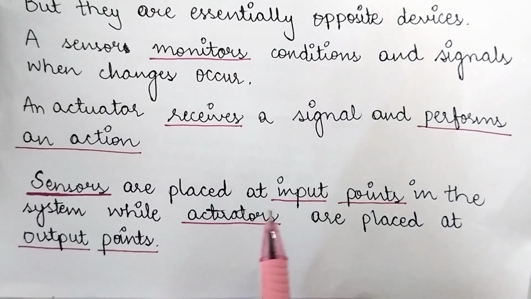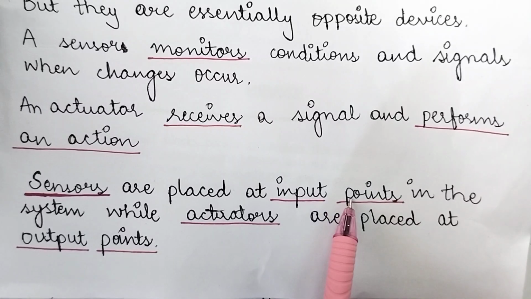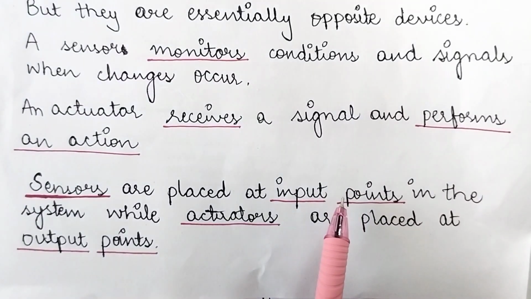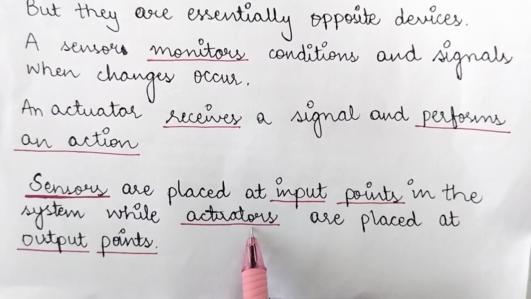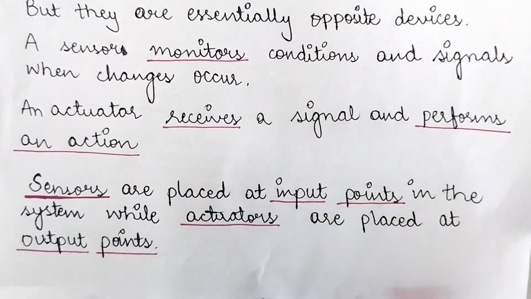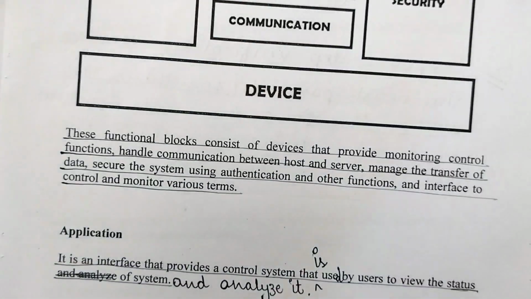Now, as I said, sensors are placed at input points. Why at input points in an IoT device? Because they are monitoring or sensing certain environmental conditions and signals, and whenever changes occur in those signals, they convert them into a form that is understandable by human beings. And actuators perform an action based on the signal received. For that reason, actuators are placed at the output points.